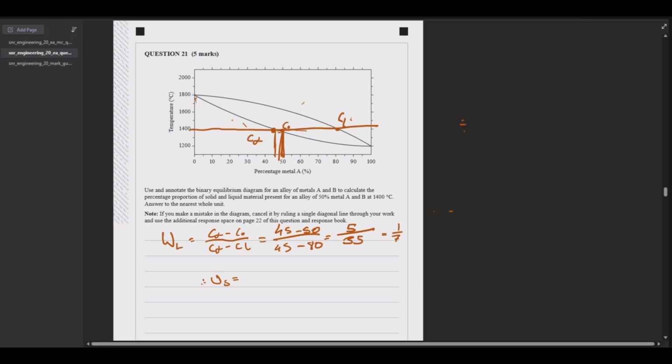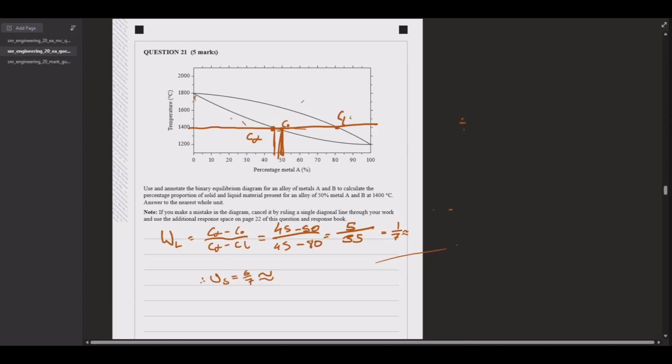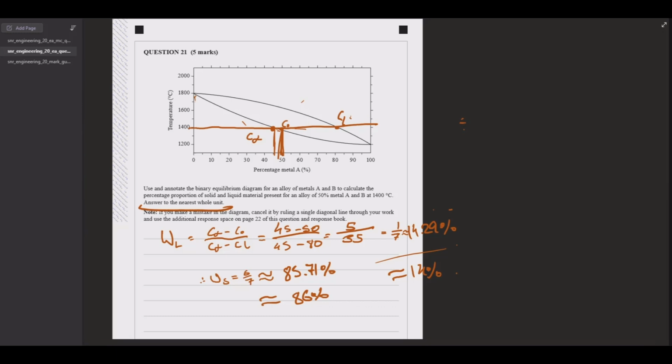Therefore, WS is going to equal 6 over 7. 14.29% over here, and 85.71 here. Very simple question. And, oh, wait. They said answer to the nearest whole unit. Very sorry. Right there, so 86% and 14%.